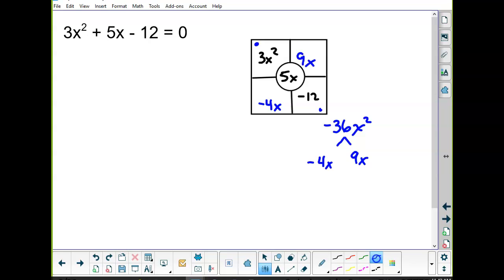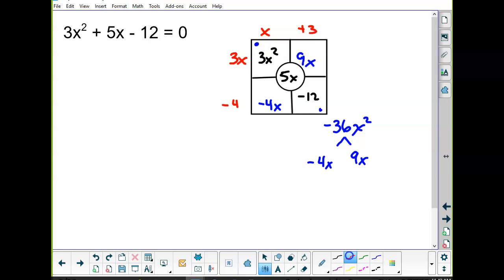That's how you find the values that go into the box. And then we get to play that game of factoring. What do they have in common? So I can pull the 3x from the top row. The bottom row, I can pull out a negative 4. Vertically, I can pull out an x for the first pair, and then a positive 3 for the second.